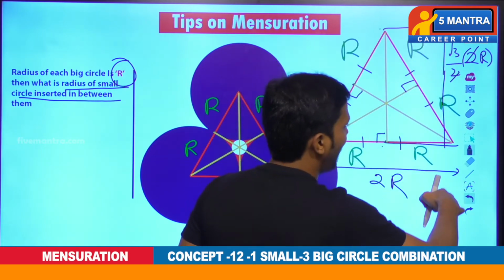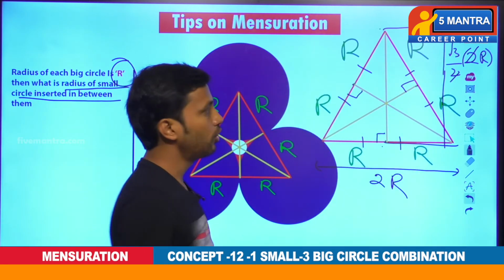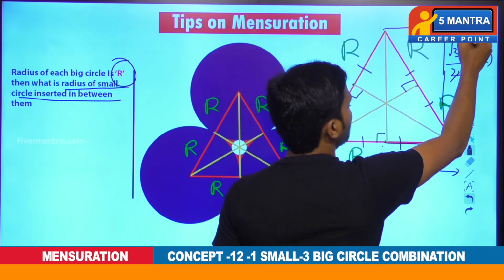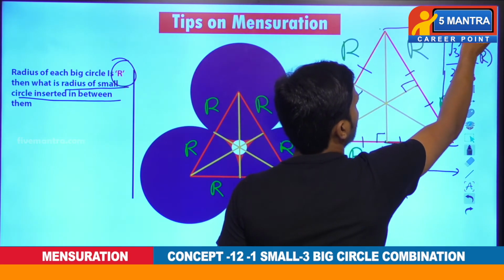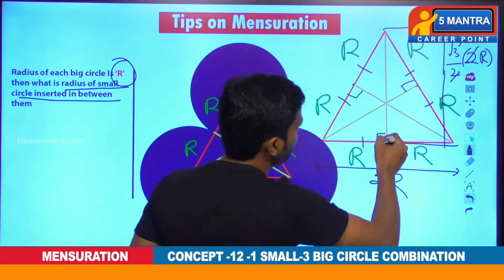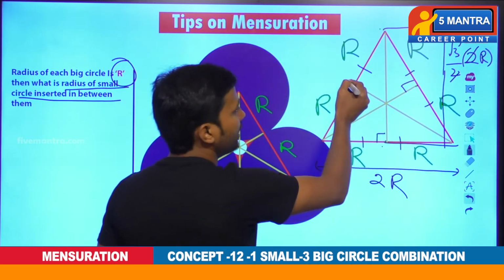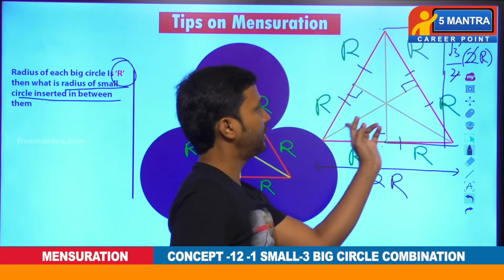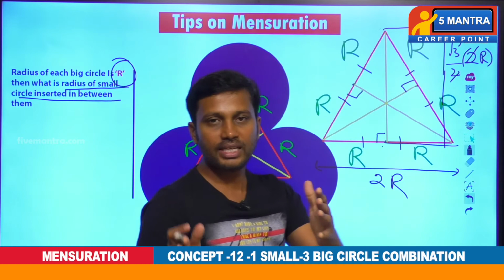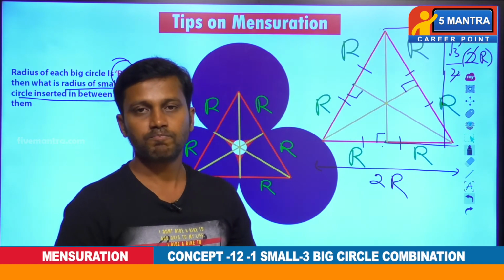So what should be the height of the triangle? Root 3 or not? Finally it is root 3r. What is the total height, each height of the triangle? So this length would be root 3r. This length would be root 3r. This length would be root 3r. That's the first thing we have to find.